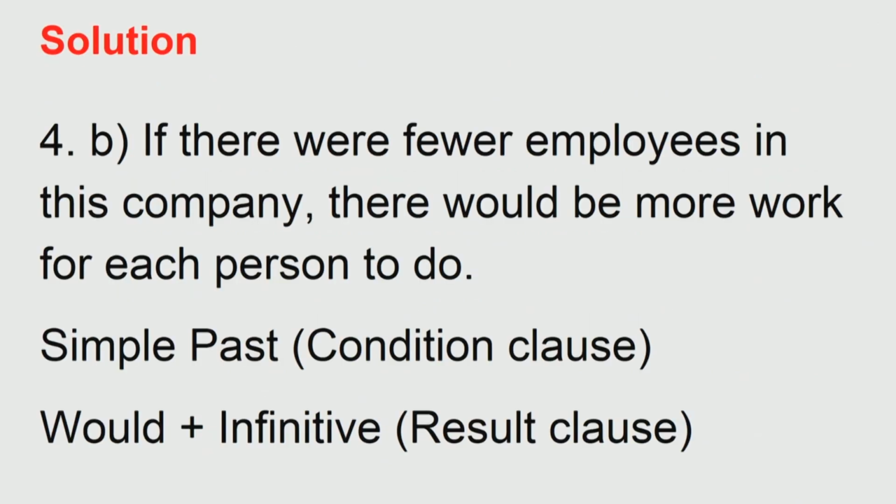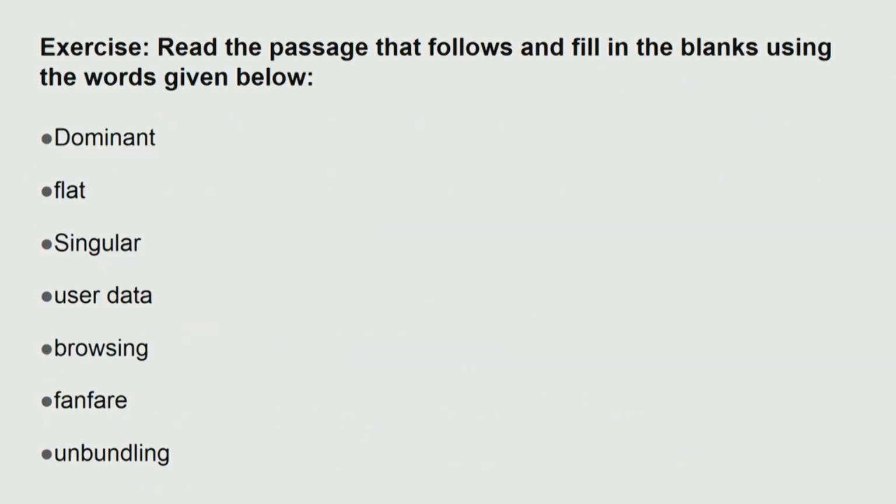And the solution is 4B: if there were fewer employees in this company, there would be more work for each person to do. And now let's look at this exercise. This is the last exercise for you. Read the passage that follows and fill in the blanks using the words given below: dominant, flat, singular, user data, browsing, fanfare, unbundling.